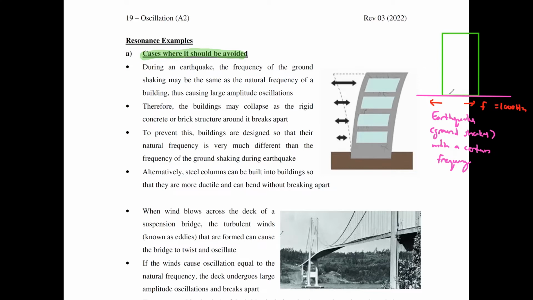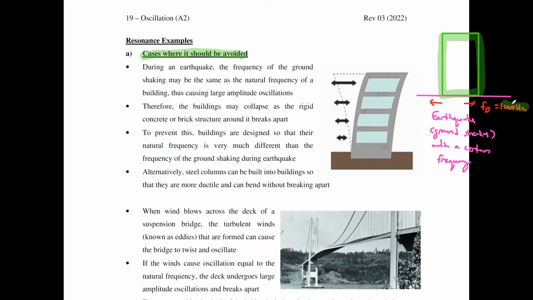So it's correct to say that your ground is actually applying a driving frequency onto the building itself, because your building is resting on top of it. If the ground is shaking with a certain frequency of 1000 hertz, your building resting on top of the ground will also shake with the same frequency. The ground is applying a driving frequency onto the building. So that building is now shaking at 1000 hertz due to the earthquake.